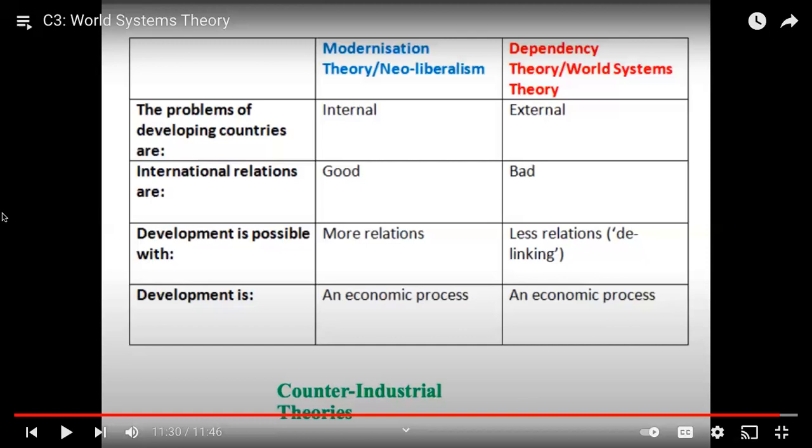And both, pareho din naman ang development nila, pareho industrialization, economic process. Kailangan mapalawak, mapalago ang ekonomiya para masabi na ikaw ay industrialized. I mean, ikaw ay modernized, industrialized, urbanized. It all goes down with the employment and the businesses. Kailangan may magandang palitan, both with dependency theory and modernization.